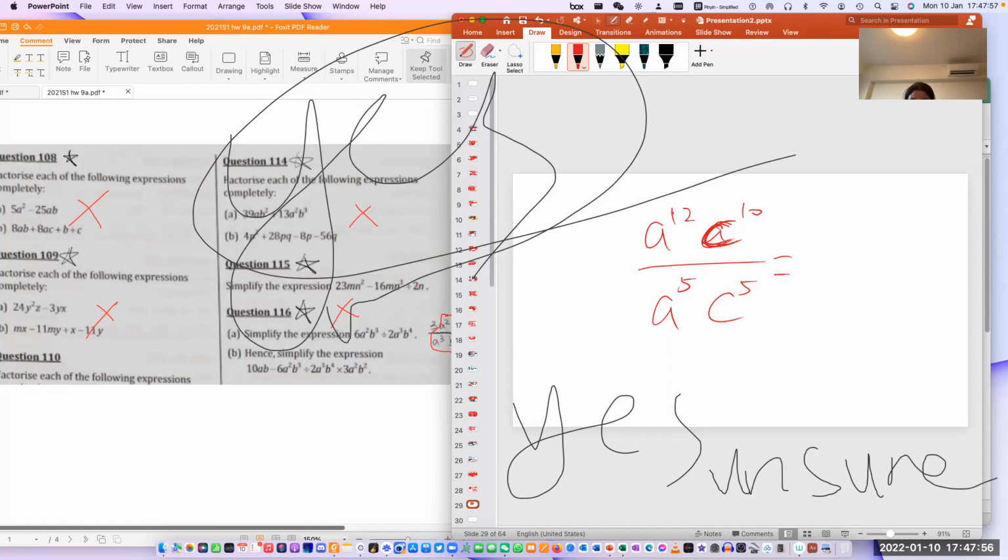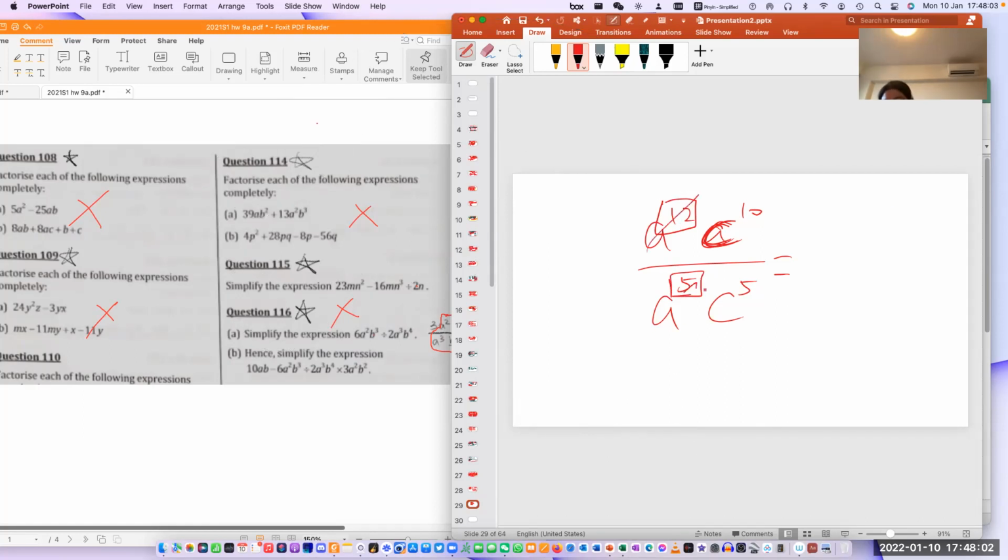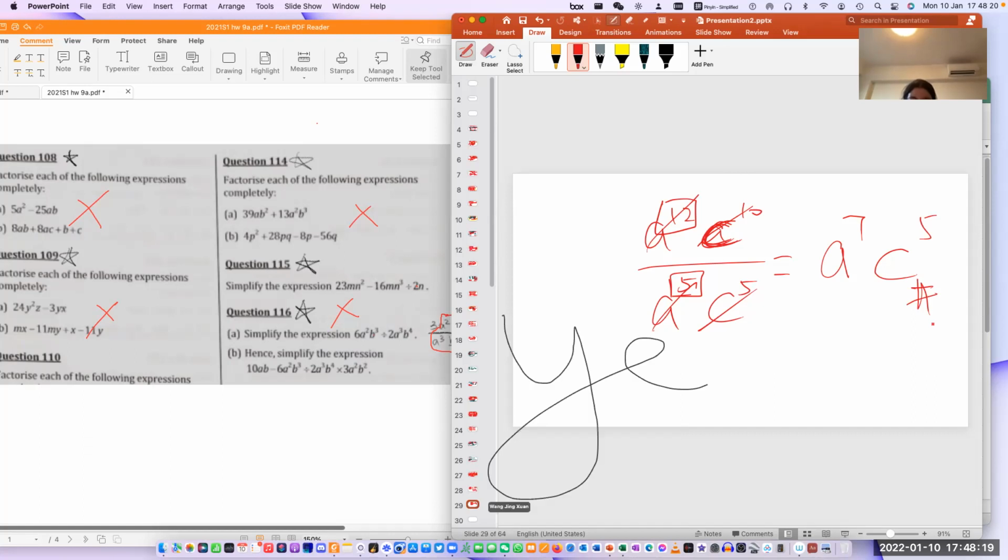So if you see that you have 12A above and 5A below, if you cancel it, you have 7A above. Okay? And then you have 10C above, you have 10C below. If you cancel it, you have 10C above. So this is the answer. Are you clear? Are you clear or not? So if you do this enough, you don't have to expand it and figure out the simplified version.